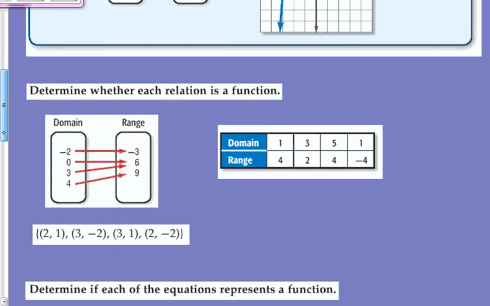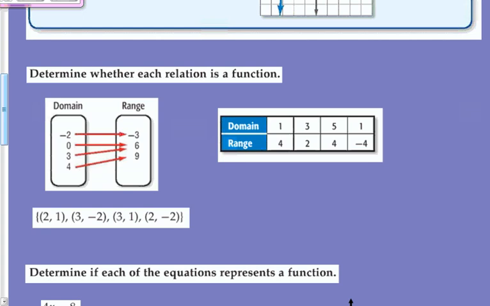Let's go on down. You're going to be determining whether each relation is a function. What you look for is, do the x values only occur once? There's 1, 4, 1, 3, 1, 0, 1, negative 2. So this is yes, it's a function. Here's your domain, your x. Is there an x that happens more than once? And yeah, there's 2 1s. So no, this is not a function.